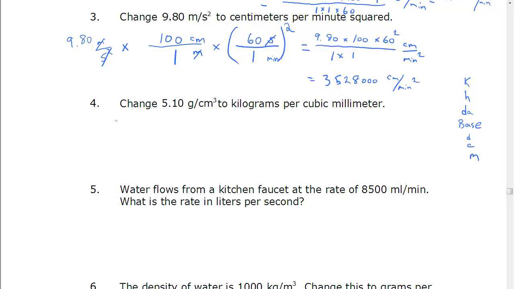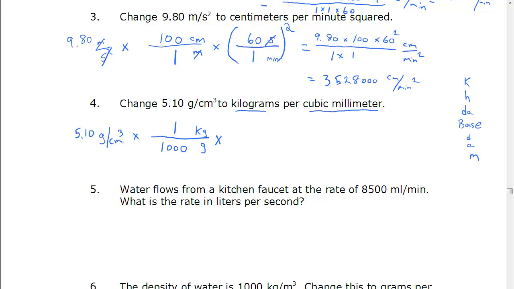We'll keep going then. 5.10 grams per centimeter cubed. We need to change to kilograms per cubic millimeter. We're going to multiply it then by kilograms per gram, because we want grams to cancel and leave kilograms. Kilogram is bigger, so we put the 1 there. 1,000 grams. Here's kilo, 1, 2, 3 to get back to the base. So 3 zeros, or 1,000.